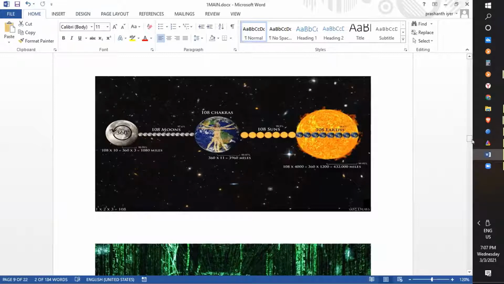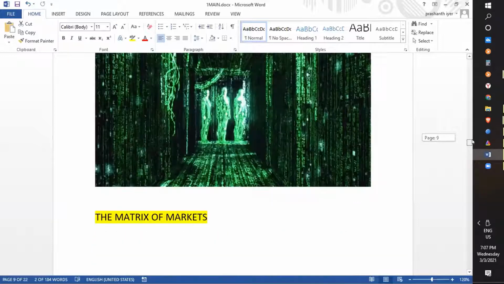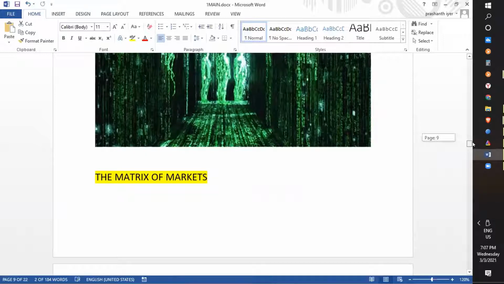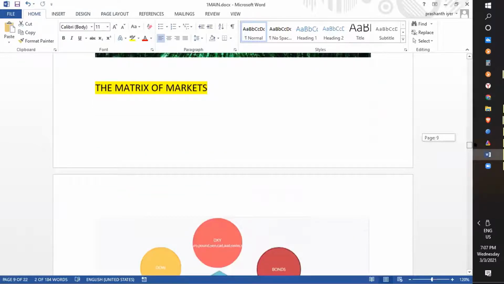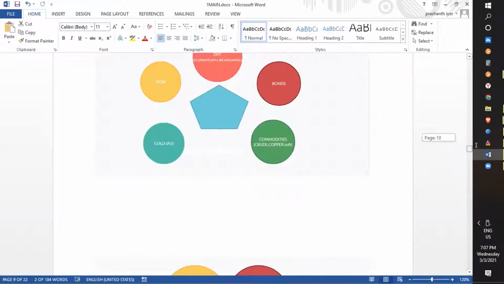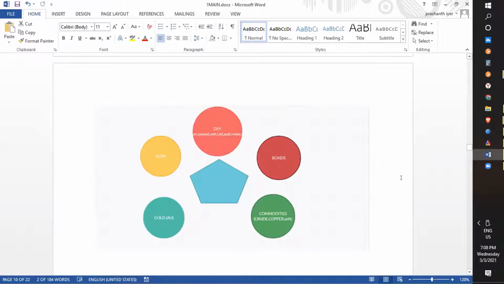So I just wanted to start something new, which is close to markets. So let's deal with markets. There are five elements, just like earth, fire. I've chosen the Dow, the DXY, and bonds, gold, and commodities. They are always juggling here and there, like a long shot. Somebody is long something, somebody is short. So correlation exists, but it's not the real reason for the causation.